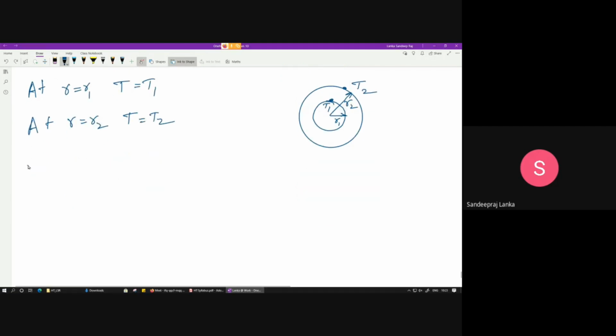Next one is your heat flux boundary condition or Neumann boundary condition.